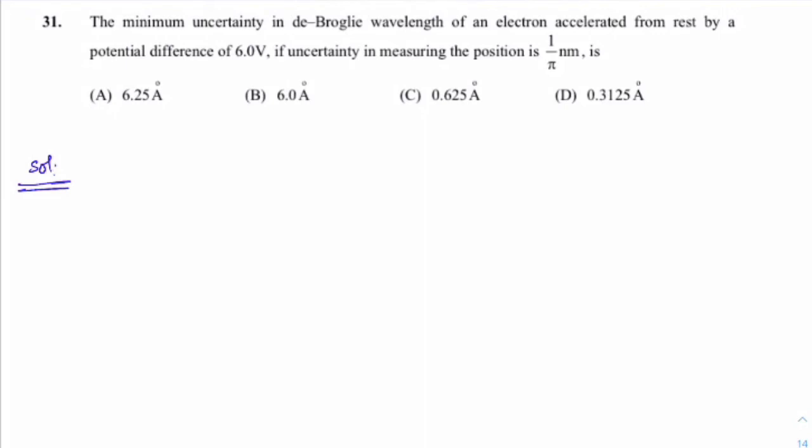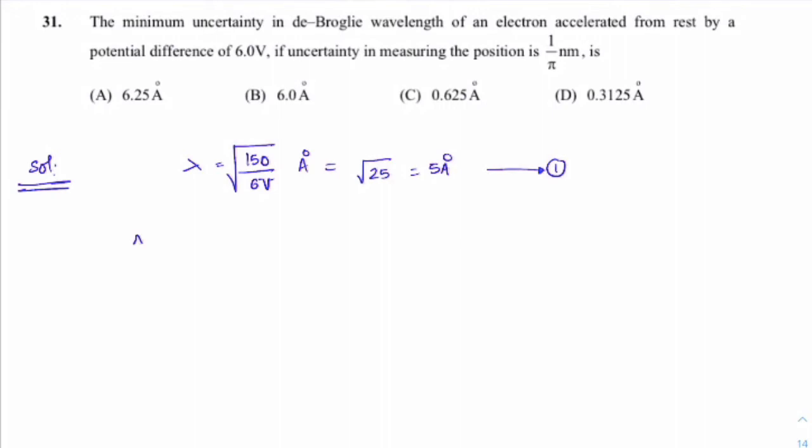Okay, let's see this next question. We are asked the minimum uncertainty of de Broglie's wavelength of an electron accelerated from rest by the potential difference of 6 volts, if the uncertainty in the position is given. First, let us use the formula for lambda and find out how much is the value for 6 volts, because you know the formula, this answer would come in Armstrong. So it is coming as root of 25, which is 5 Armstrongs. Let me put this as equation 1.